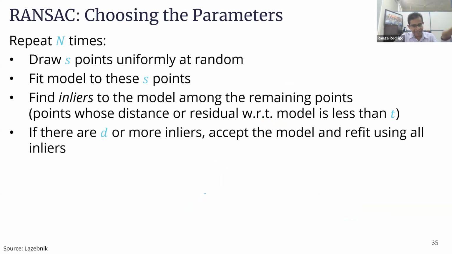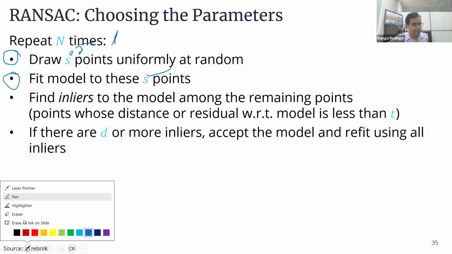Okay, you keep on doing that until you get the best one. So repeat n times. Okay, now let's look at the algorithm. Repeat n times. Draw S points uniformly at random. Fit the model to these S points. S points means here we have to select S equals 2, right? Because you need 2 points for the line.